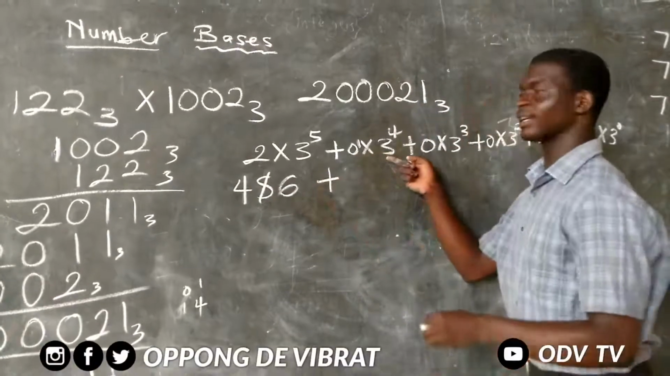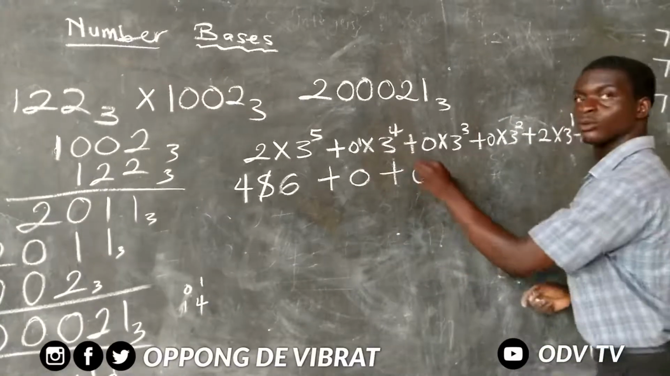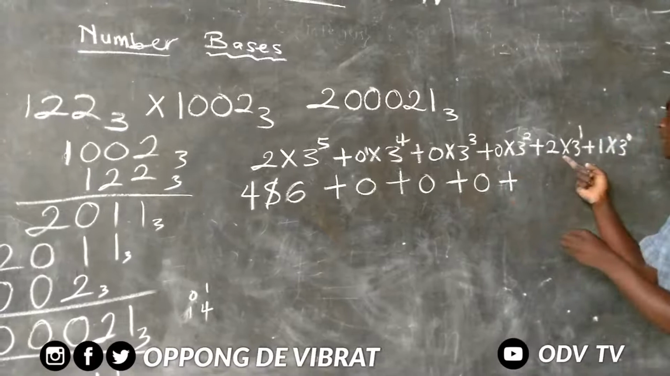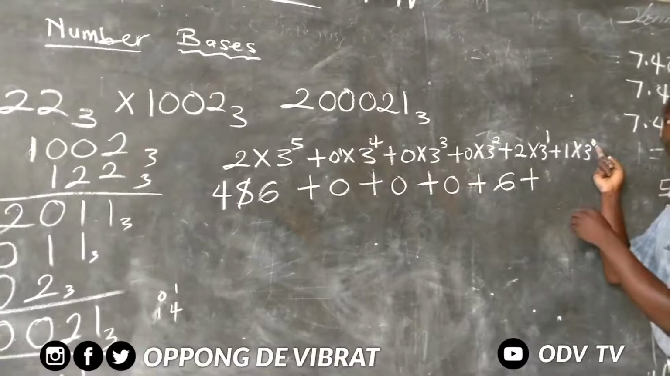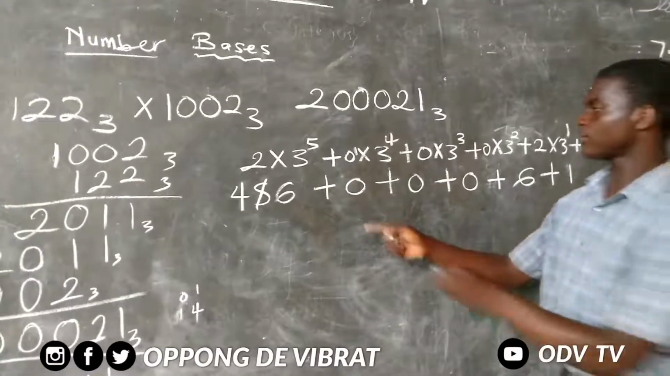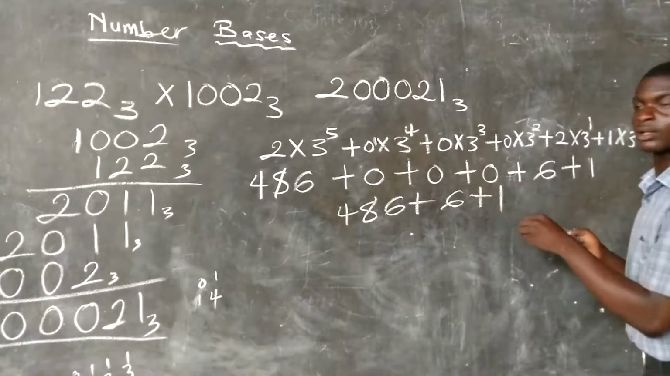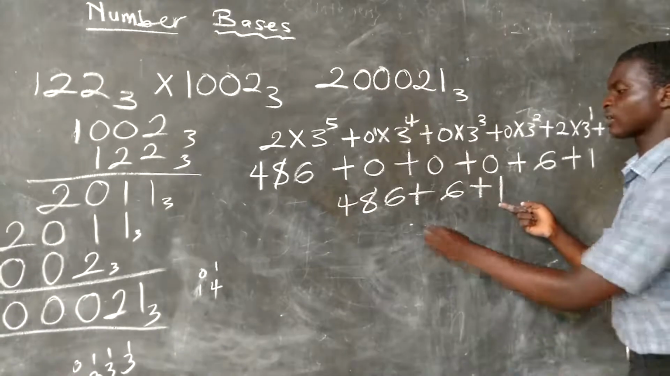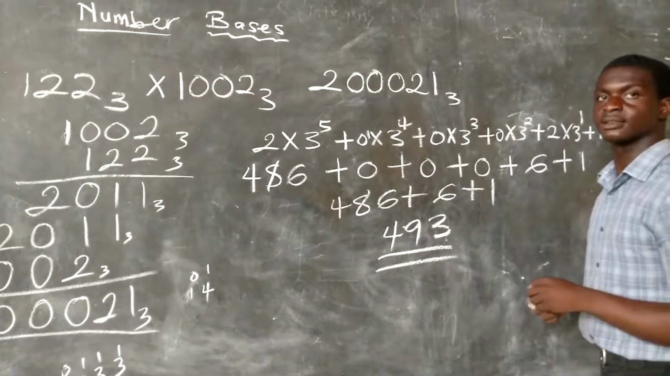Plus 0, multiplying this makes it 0. Plus 0, multiplying this makes it 0. Plus 0, multiplying this makes it 0. Plus 2 multiplied by 3 to the power 1 gives us 6. Plus 3 raised to the power 0 gives us 1. Any number raised to the power 0 gives us 1. Multiplied by 1 gives us 1. And so we have 486 plus 6 plus 1. 486 plus 6 gives us 492. Plus 1 gives us 493. And that's our final answer in base 10.